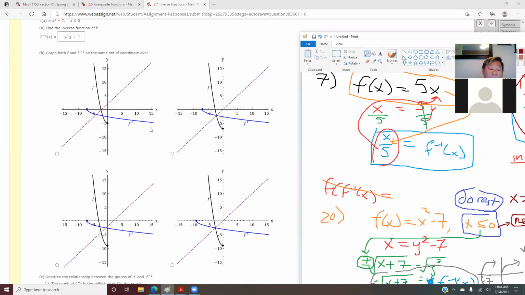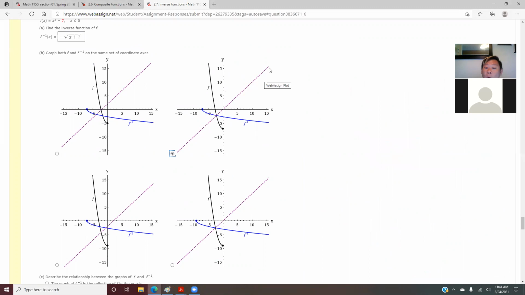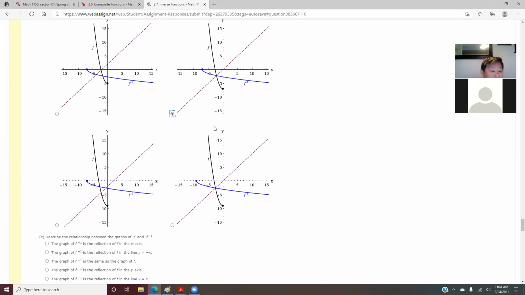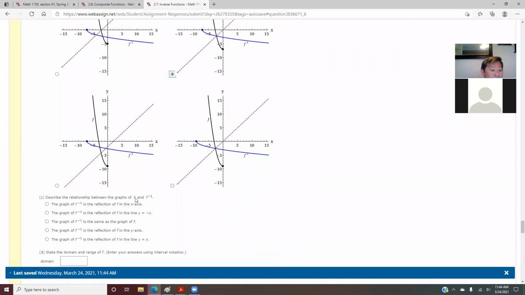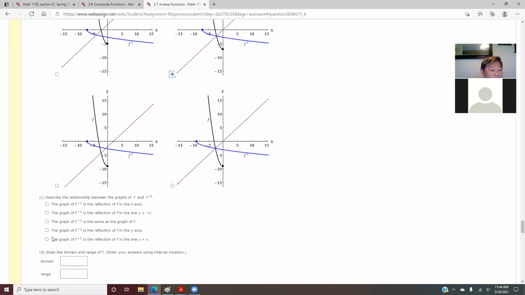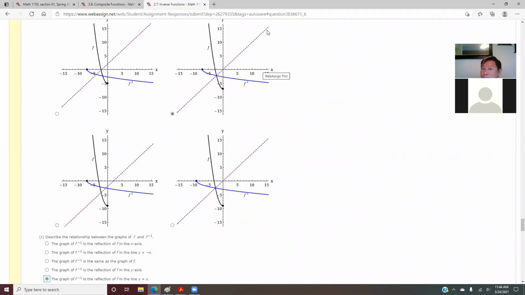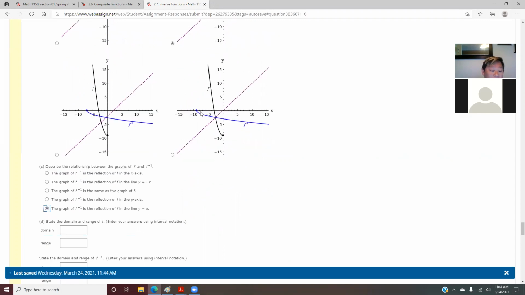When you draw the line y equals x, if you fold it over, yep, this is the correct graph. And the relationship is that it will be reflected on y equals x. So if you draw the line, the purple dotted line you see here is called the y equals x line. So it is the reflection of that one.